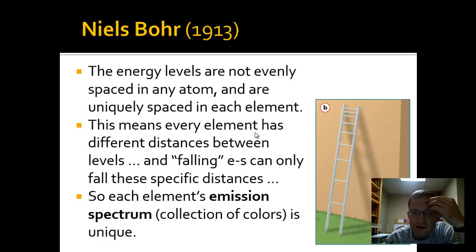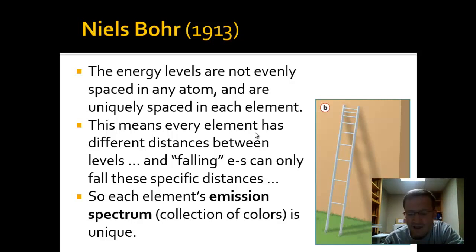So every element then, as it says here in the second bullet, has different distances between levels, and the falling electrons, as they fall from an excited to ground state, can only fall those specific particular distances. So each element then has its own set of colors that can be given off that correspond to those rungs on the ladder. We call that set of colors the emission spectrum, and you see that term here. The spectrum is more or less just all the colors of the rainbow, we might say. An emission spectrum for an element is the specific set of colors that that element can give off when heated, or when its electrons are excited. And the colors in between are skipped.